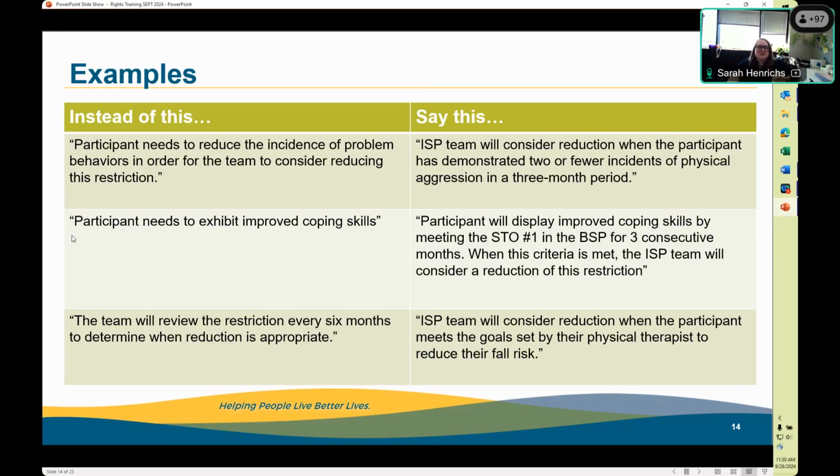I've given this example a few times, but participant needs to exhibit improved coping skills. What coping skills? What does improvement look like? For how long? Not specific, not measurable. So instead, you could say the participant will display improved coping skills by meeting STO1 of their BSP for 3 consecutive months.